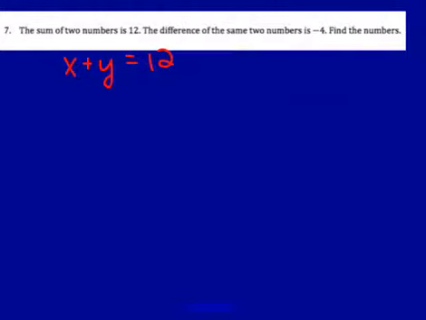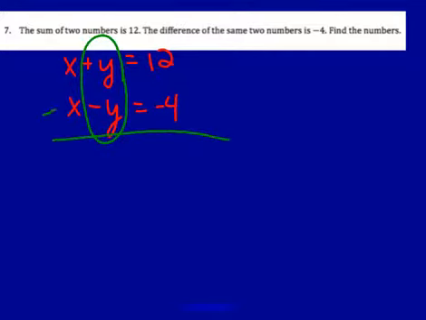The difference of the same two numbers is negative 4. So x minus y would equal negative 4. So the difference is subtracting them. So I know to use x and y again because it says the same two numbers and it says find the numbers. Well, this is like my favorite problem because when they're lined up like that, that goes to 0. I underline and I just add up and down. x and x is 2x equals 12 minus 4, or 12 minus 4 is 8. Divide by 2. Divide by 2. x equals 4.